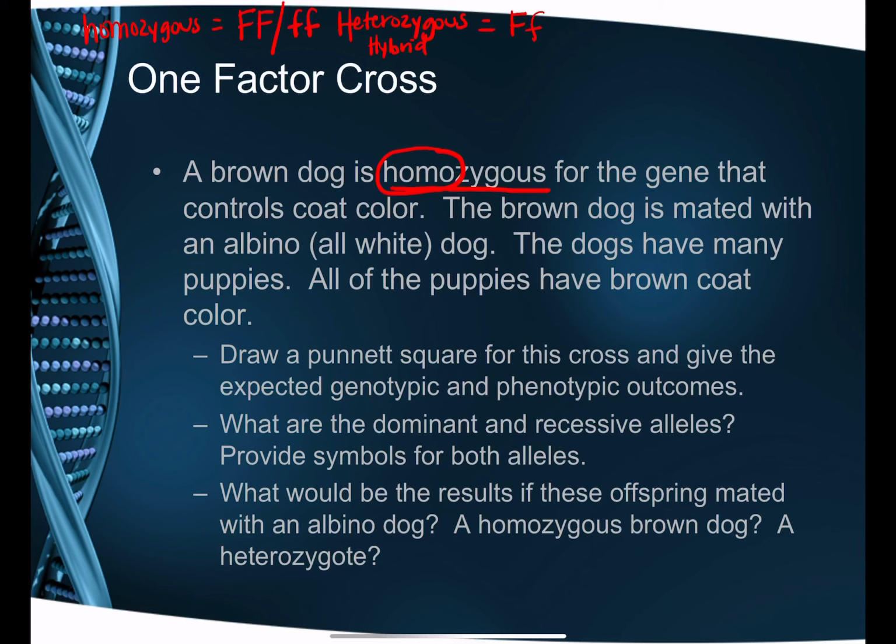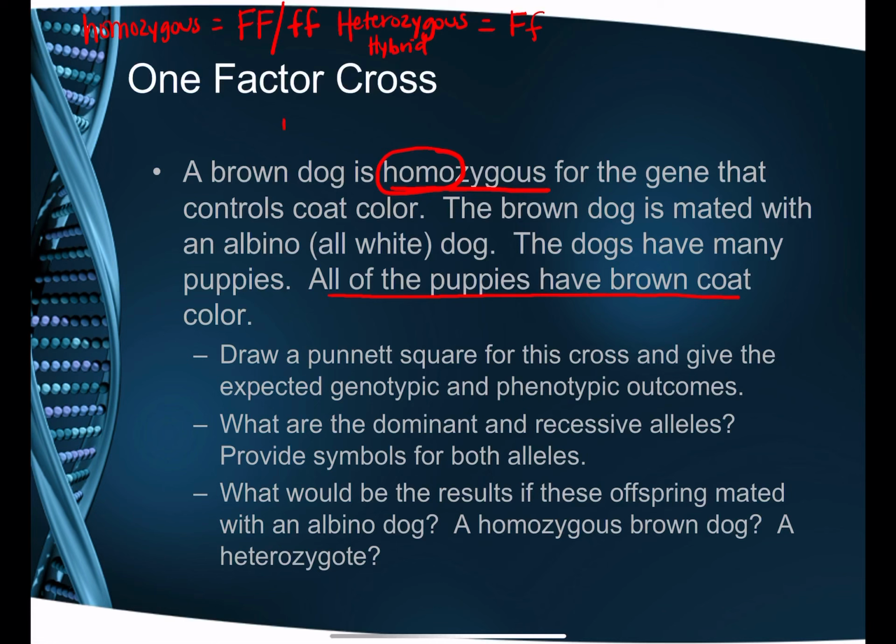A brown dog is homozygous for the gene that controls coat color. The brown dog is mated with an albino or an all-white dog. The dogs have many puppies. All of the puppies have a brown coat color. So what you should be able to deduce by reading this is that since all of the puppies have a brown coat color, that means that brown is dominant, okay?